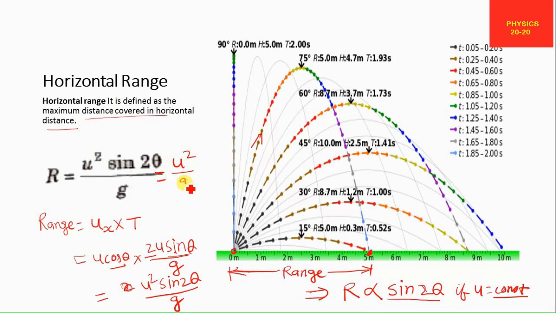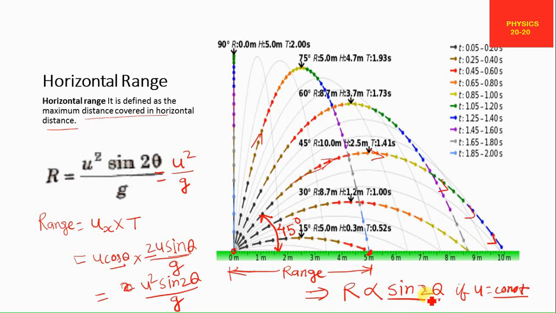In this particular case, if theta is equal to 45 degrees, then the value is simply u square by g. So the range will be the maximum for this. Here this is the projectile whose range is the maximum. And what should be the angle of this projectile? This projectile angle will be 45 degrees. This will be the maximum value.